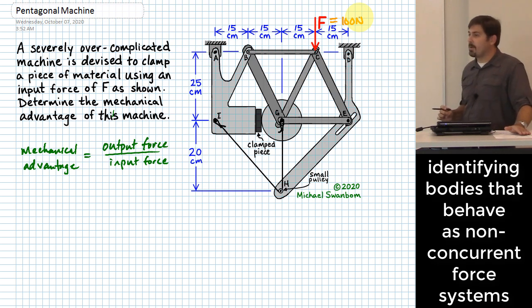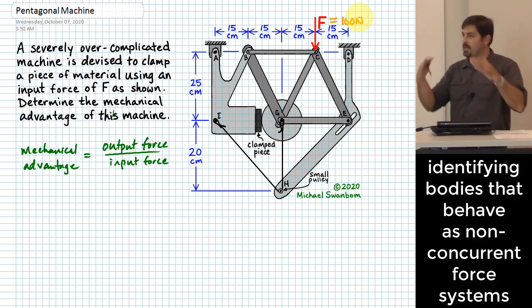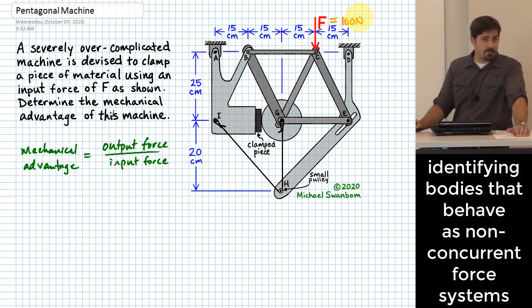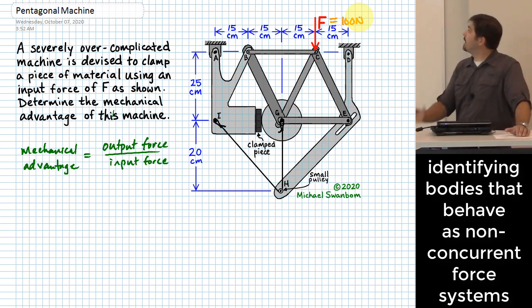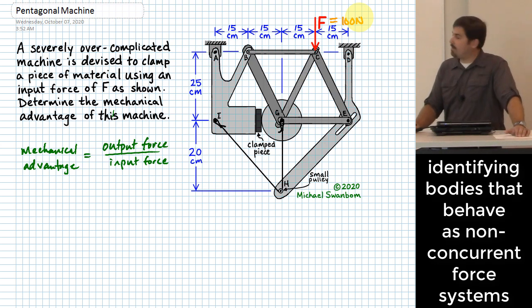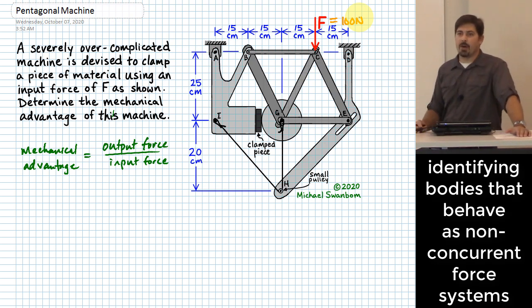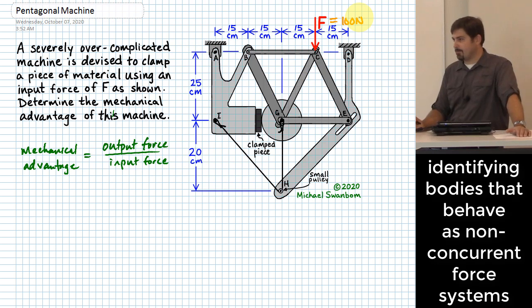Okay, certainly member ABI, right? It's going to have multiple lines of action that don't all intersect at a common point. So yes, certainly ABI is going to be one of the free body diagrams that we might want to draw. Any other ones? The next relatively obvious one is HED or DEH. That one also has multiple lines of action, not all intersecting at a common point.